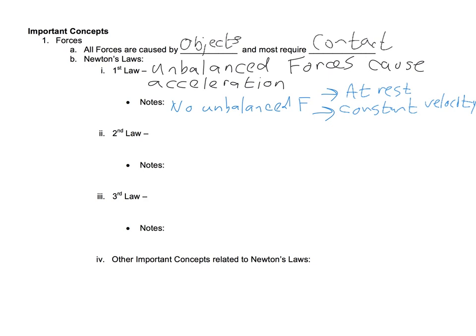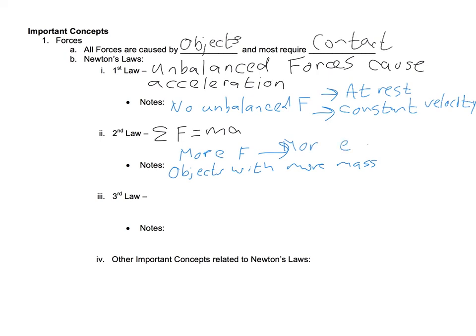Moving on to the second law here. The second law is really just an equation. We can derive some conceptual meaning from it, but the second law is sum of the forces equals ma. So we can talk conceptually some about what that second law tells us. The first thing it tells us is that when we apply a greater force on an object, it leads to more acceleration. The second thing it tells us is that objects with more mass are going to require more force in order to accelerate at the same rate as other objects.